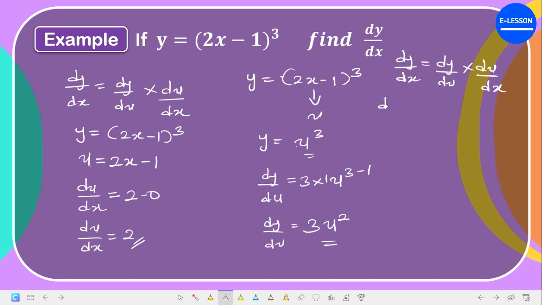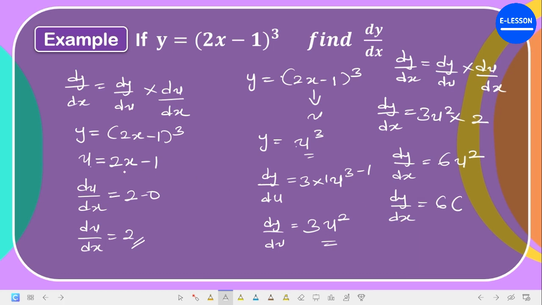Now, your dy/dx here will be equal to, what is the value for your dy/du? dy/du is 3u squared times, what is the value for your du/dx? du/dx is what? 2. So your final answer here becomes dy/dx is equal to 2 times 3 is 6. There you have u squared. And finally, dy/dx will be 6u squared.